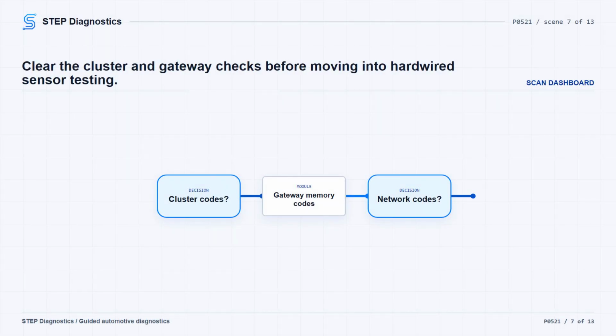If that check passes, start the engine and verify the tachometer works. If the tach does not operate, stop and address that path before continuing. If it does operate, run the IPC self-test. Any IPC codes need to be handled before moving on. If the IPC is clean, check the gateway continuous memory codes. Any network-related codes need to be handled before continuing. If those checks are clean, then move into the engine oil pressure sensor circuit tests.